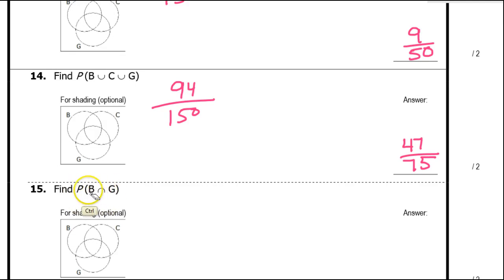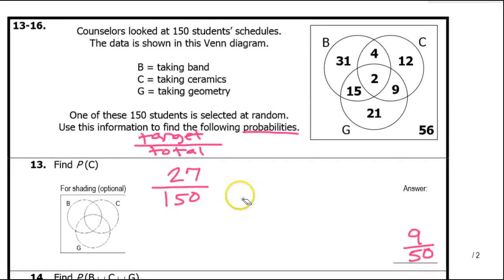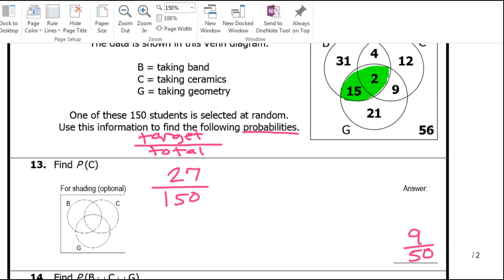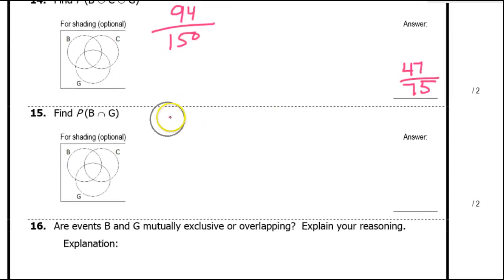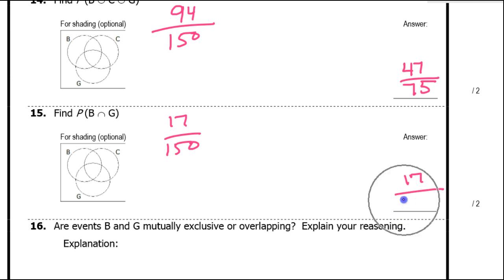Okay, B and G. All right, that's just going to be the overlap between B and G. Okay, so that should be pretty easy. Here you see circle B, circle G. So the overlap between B and G is this portion right here. All right, so that is 17. So that's why we're going to have 17 out of 150.